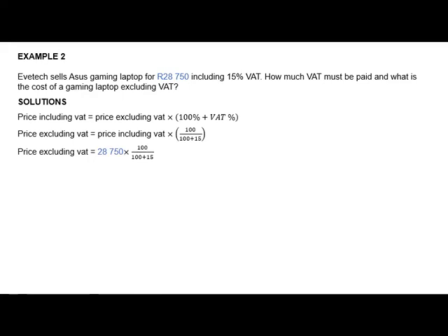28,750 times 100 divided by 115 will give you 25,000 rand. So that is the price excluding VAT. And if you want VAT, you will simply take the VAT inclusive amount of 28,750 minus the VAT exclusive amount of 25,000. And that will give you a VAT amount of 3,750. Okay.